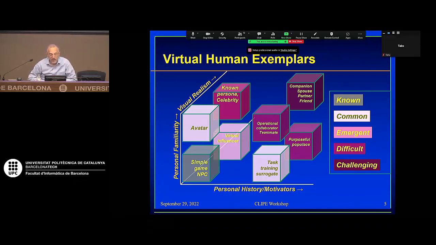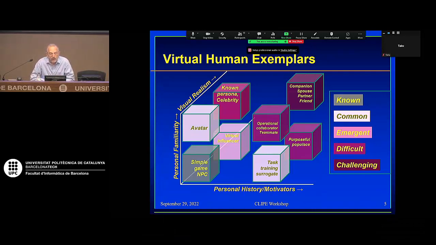But there are certain dimensions where the problems become difficult. And this morning we saw one of those actually very well on the upper left, that a known persona or a celebrity is challenging because of the visual realism that's necessary to portray them.